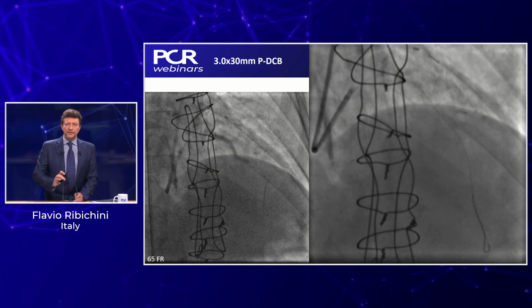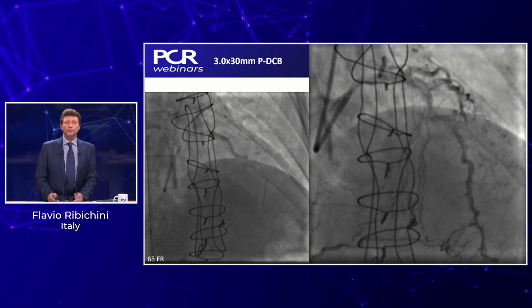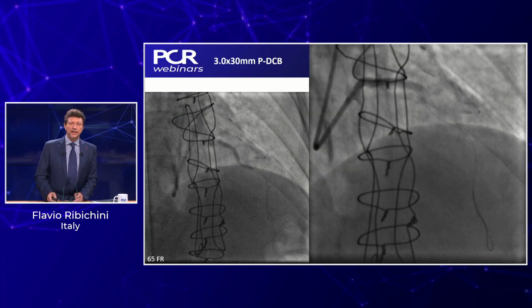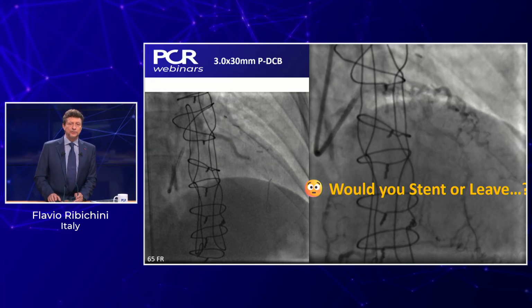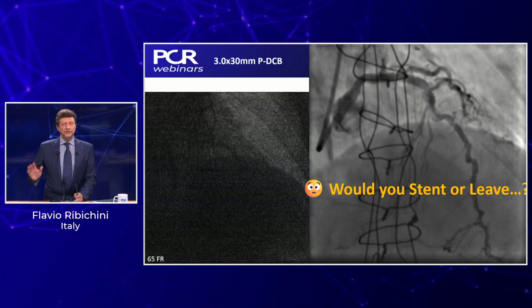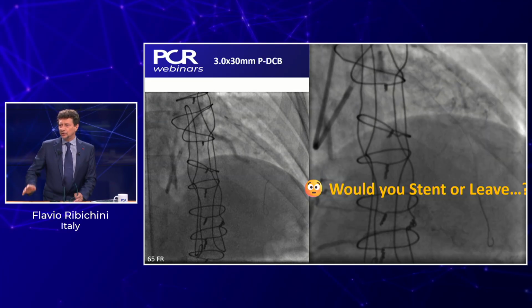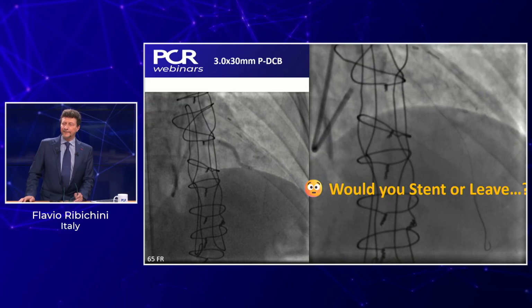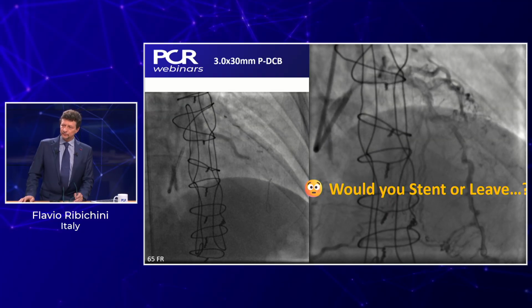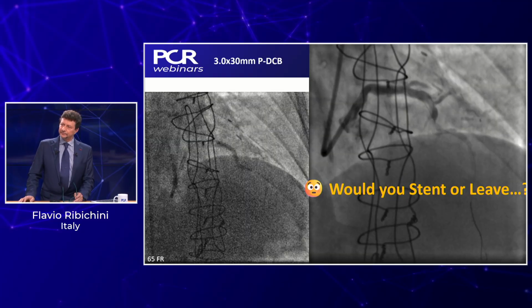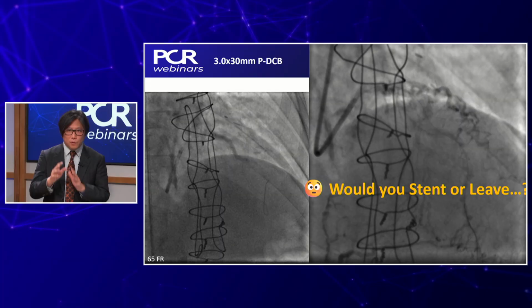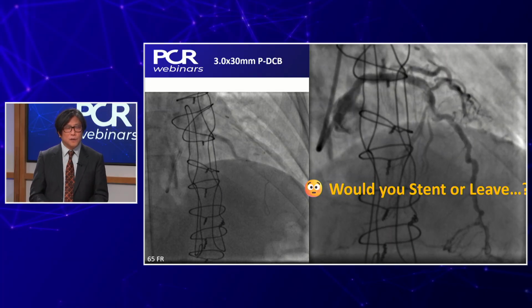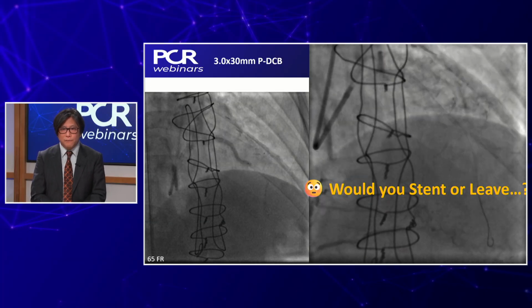So the drug release is performed, but then you have this dissection. And then, of course, the question is, would you stent or leave? You see the image. I will go with Yoshi. Would you leave that, remove the wire, or put a stent? I will leave it because the flow is good. My only concern is a bit of the recoil of the lesion because of the calcification. If we are sure that it expands well, probably we can leave it alone.